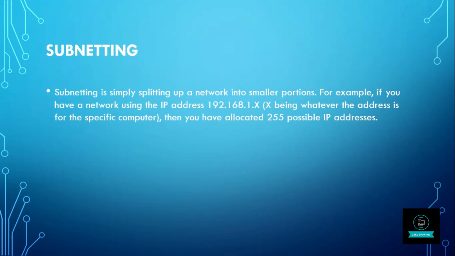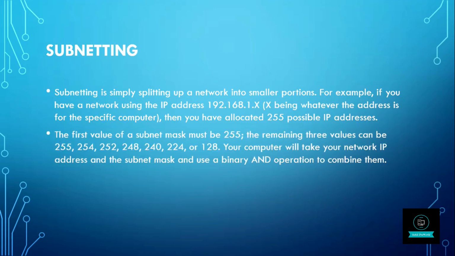Now, the subnetting. Subnetting is simply splitting up a network into smaller portions. For example, if you have a network using the IP address 192.168.1.x, x being whatever the address is for the specific computer, then you have allocated 255 possible IP addresses. The first value of subnet mask must be 255. The remaining three values can be 255, 254, 252, 128. Your computer will take your network IP address and the subnet mask and use a binary AND operation to combine them.